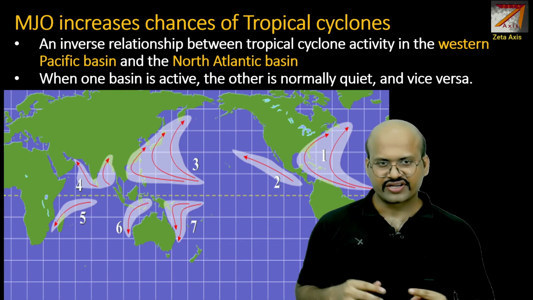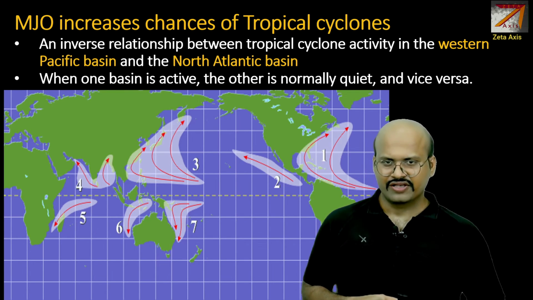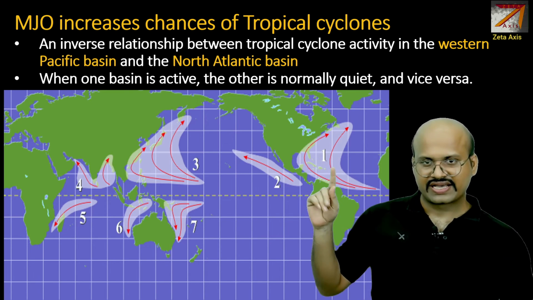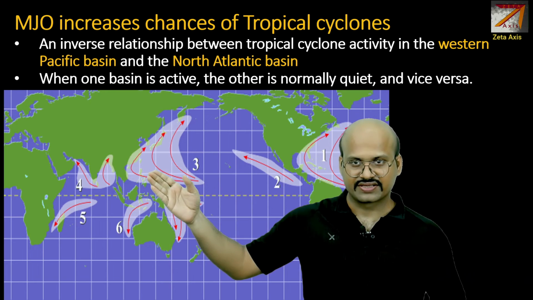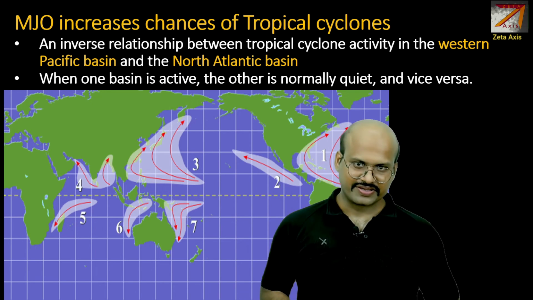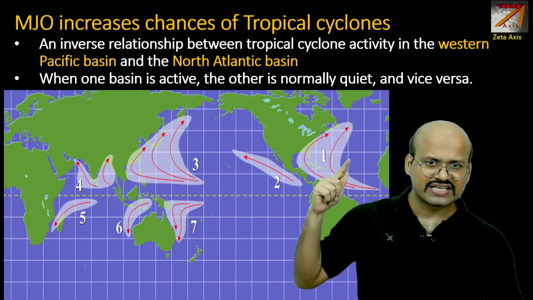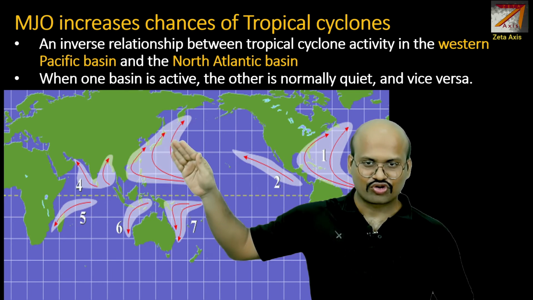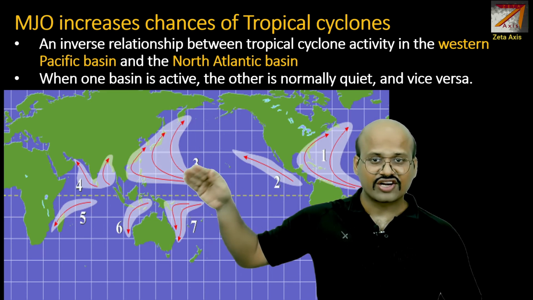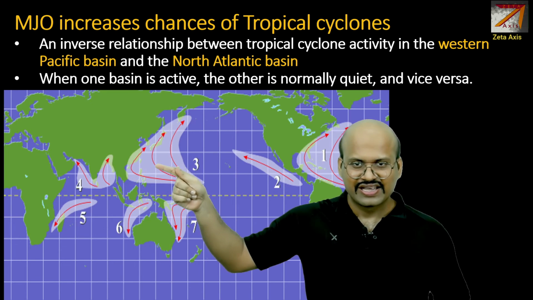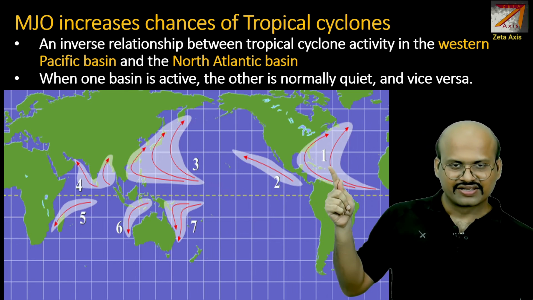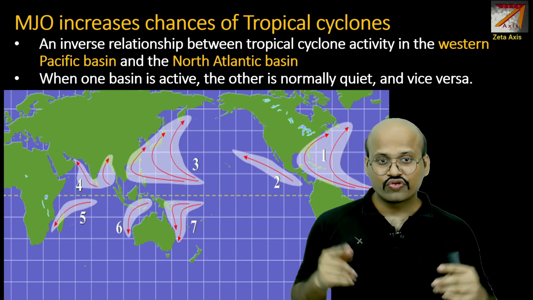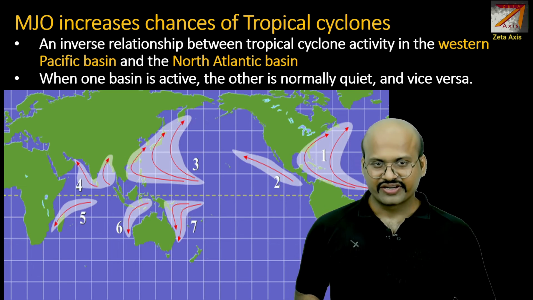Now there is one important effect of this. If we see this diagram, this is the North Atlantic Basin and this is called the West Pacific Basin, and there is an inverse relationship between these two regions. If there is a higher number of tropical cyclones in this region, then there will be a lower number of tropical cyclones in this region. And if there are more tropical cyclones in this region, then automatically there will be a reduction in the number of tropical cyclones in this region. The two phases of MJO are suspected for this.